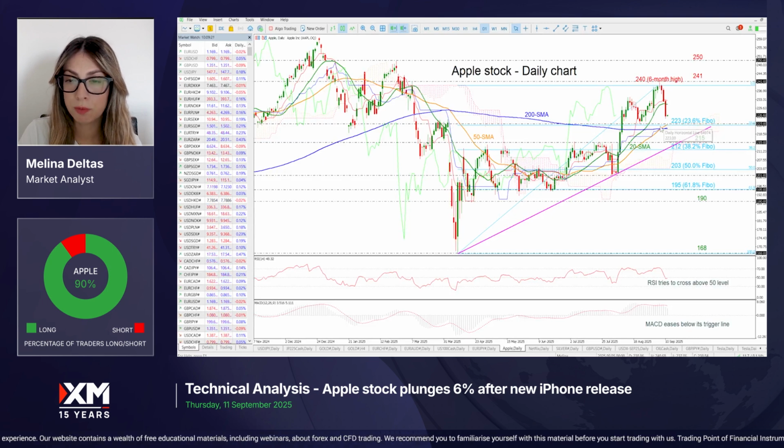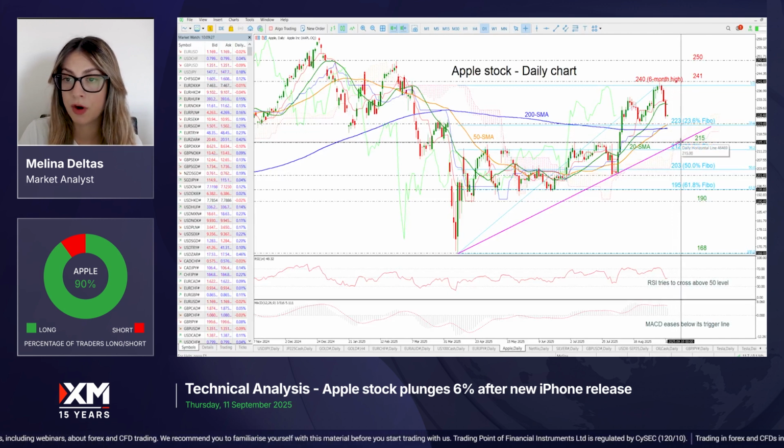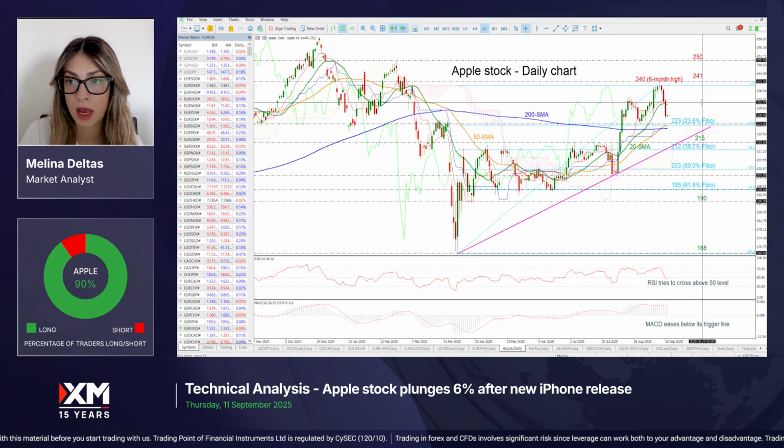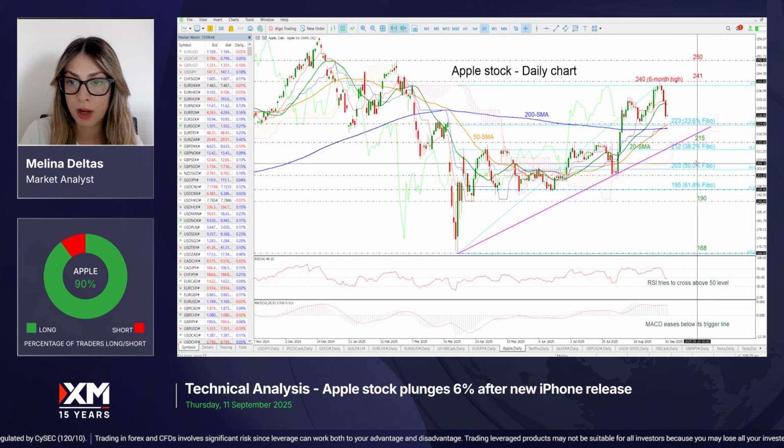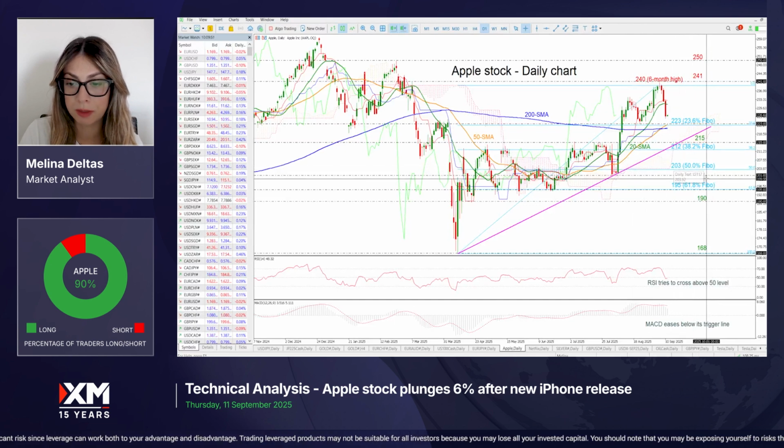So if there is a drop beneath the 200-day SMA, which is currently holding at 221, then the price may have a rebound at this medium-term uptrend line and the 215 support level, and maybe continue this upward tendency. On the flip side, if the price moves below the 38.2% Fibo at 212, then it may reach also the lower boundary of the Ichimoku cloud and the 50% Fibo at 203.